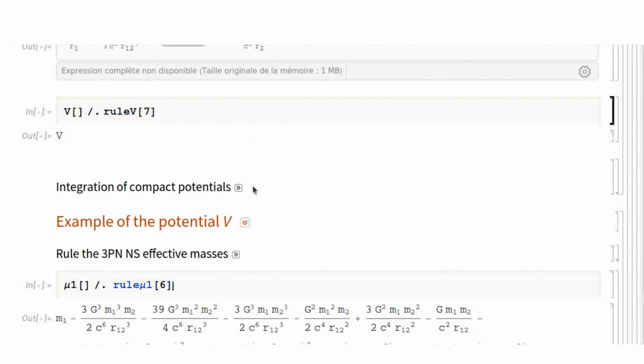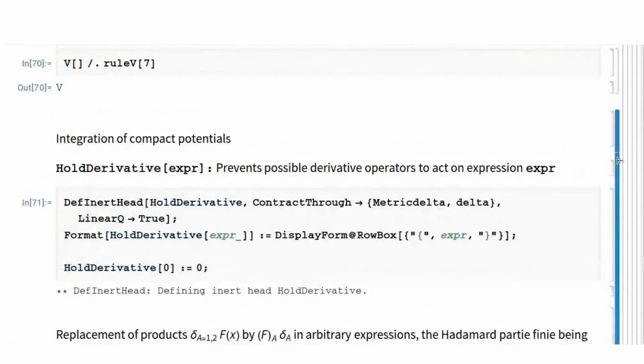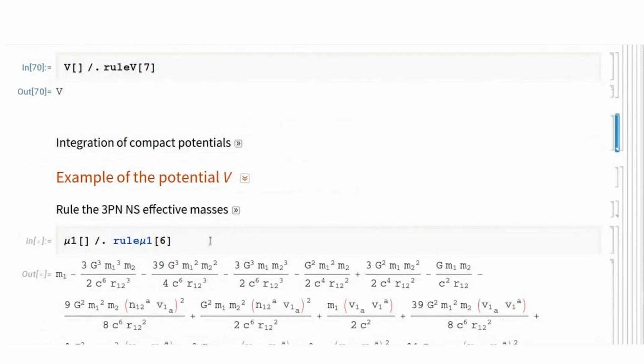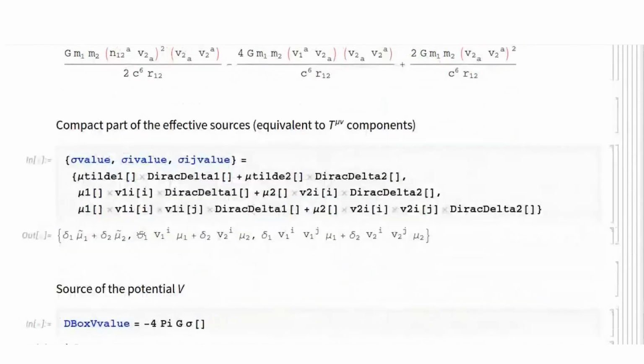And now here I did, fantastic, wonderful. So I was not lying, as you can see. So I could compute this rule for mu1, and I find this mu1. Then I compute the source.